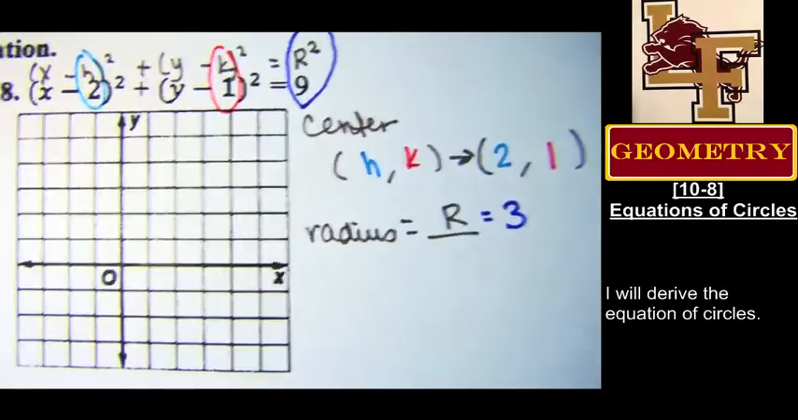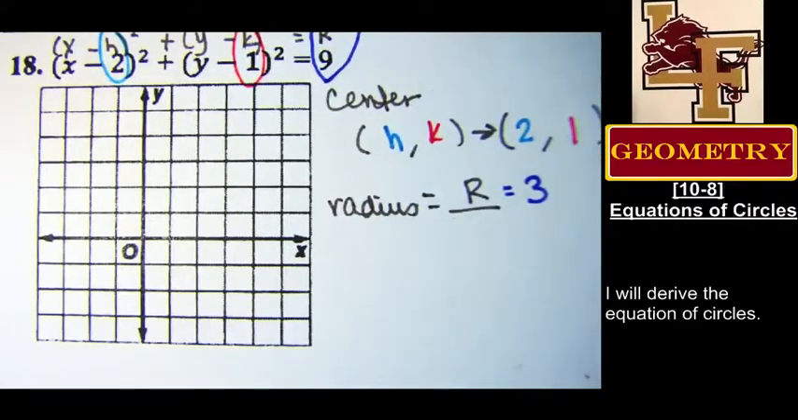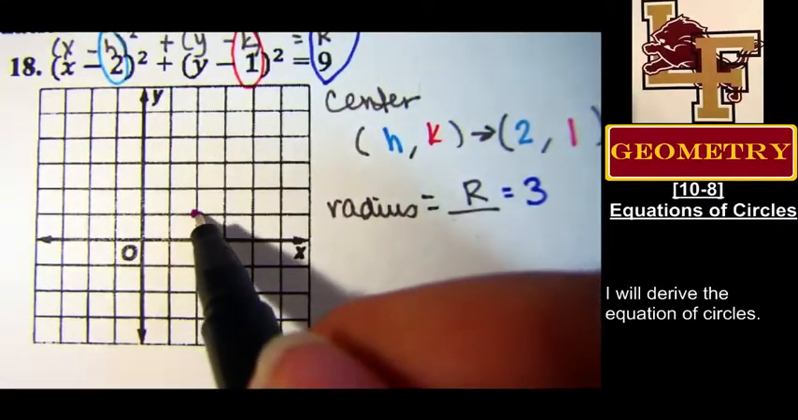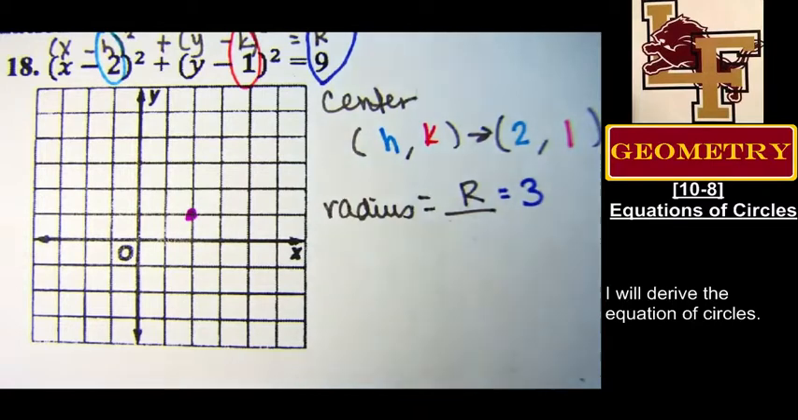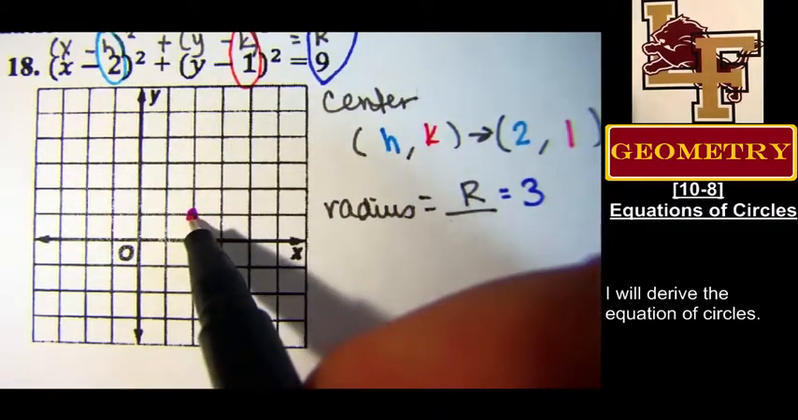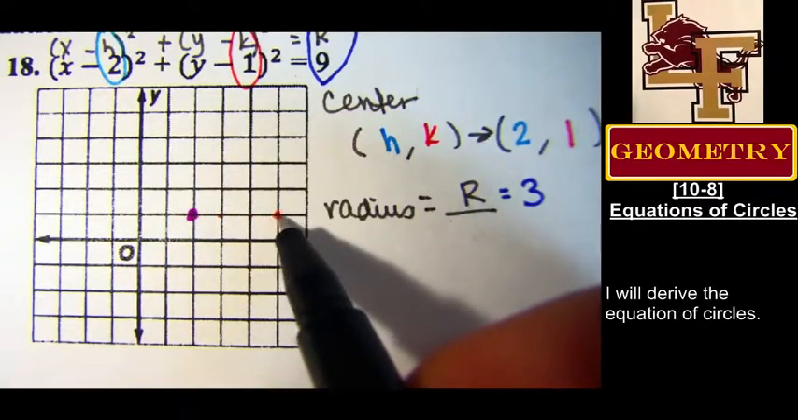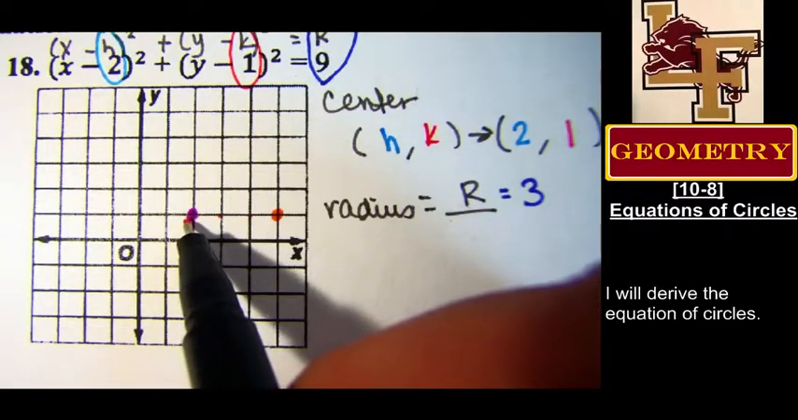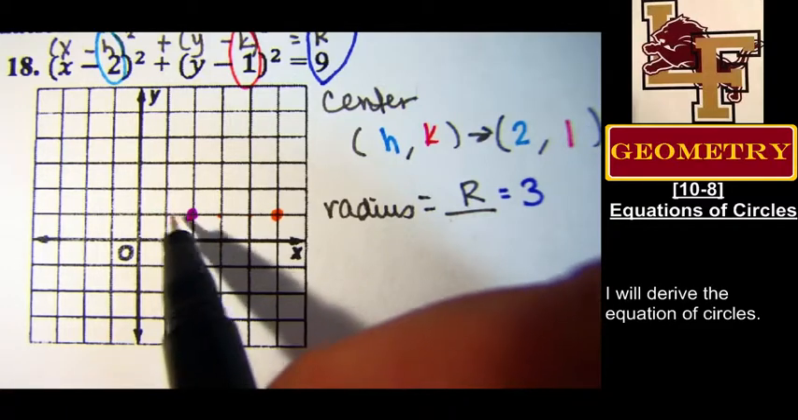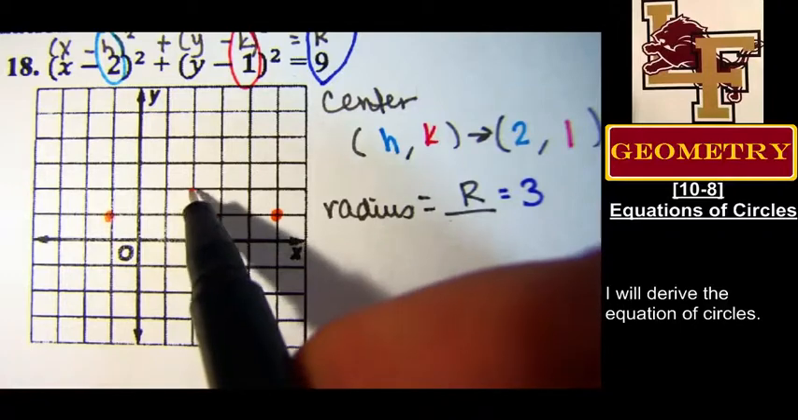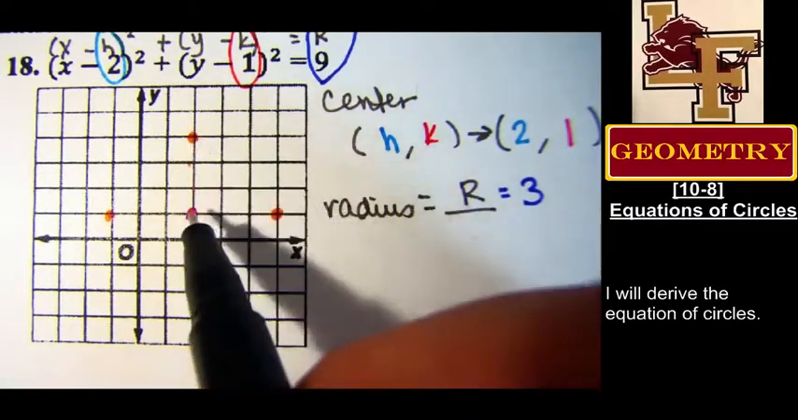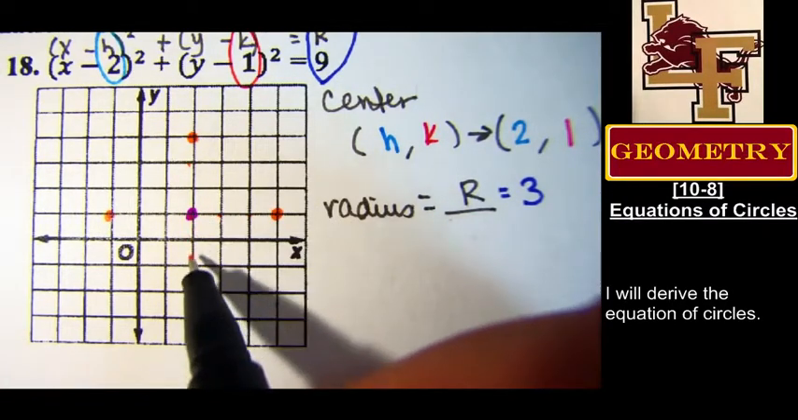Put a point at center (2, 1). From that location, you're going to go out in as many directions as you can 3 units. I'm going to go to the right 3. 1, 2, 3. I'm going to go left 3. Notice how I went back to the center. 1, 2, 3. Back to the center. Up 3. 1, 2, 3. Back to the center. Down 3.